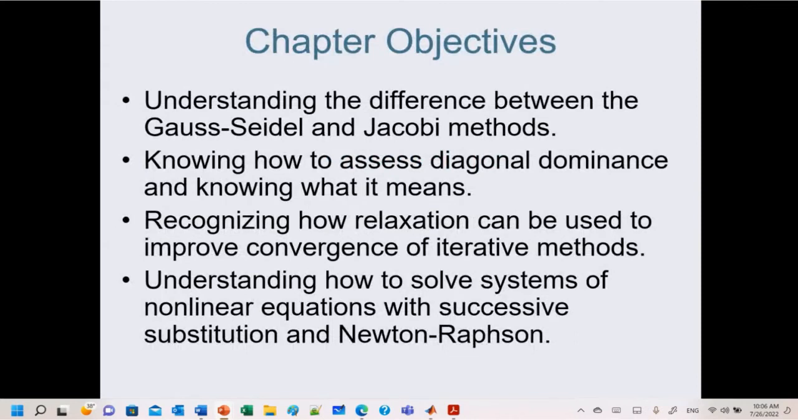In this chapter, we are going to look at the difference between the Jacobi and the Gauss-Seidel method. Then we see what we mean by diagonal dominance. We see what is relaxation, and then we can see how we can have some iterative methods for systems of nonlinear equations.